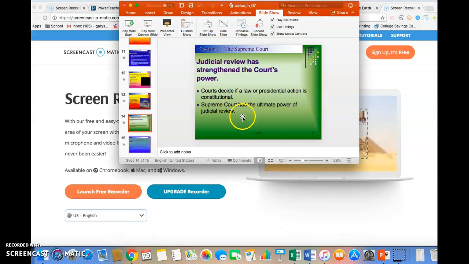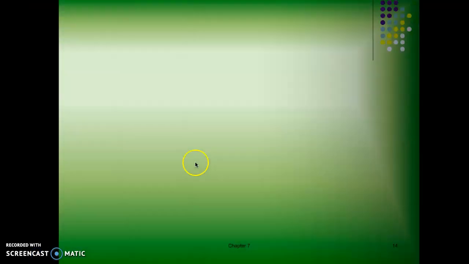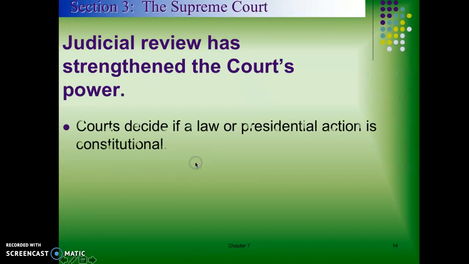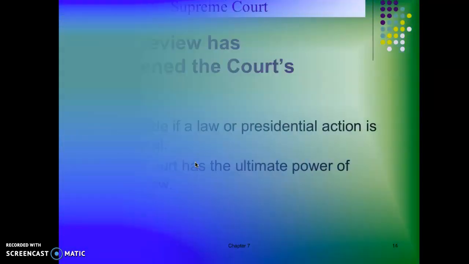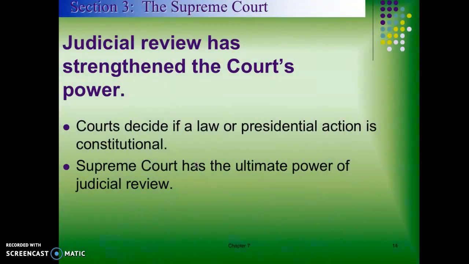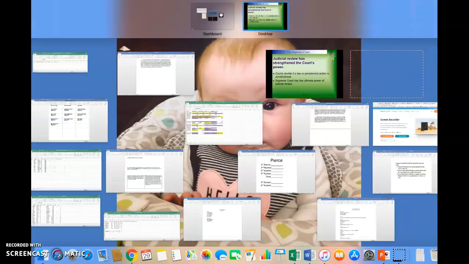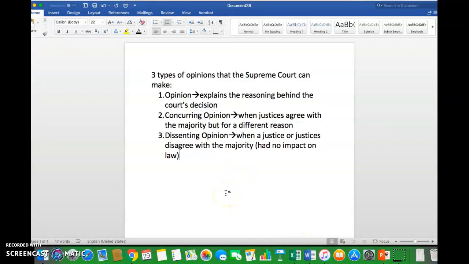Now what we want to do is continue to look at the Supreme Court, which has the ultimate power of judicial review. And judicial review just allows the court to go back and look over cases. And we want to look at some important Supreme Court cases over time that have taken place. And so we're going to call these landmark court cases.